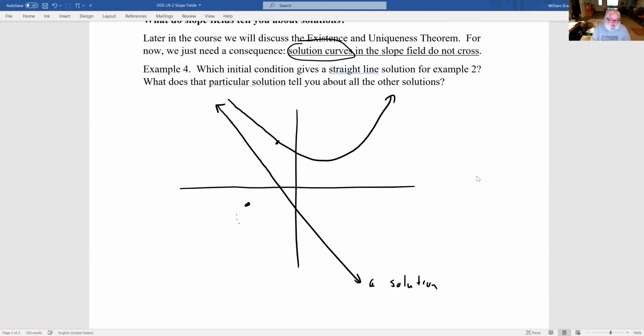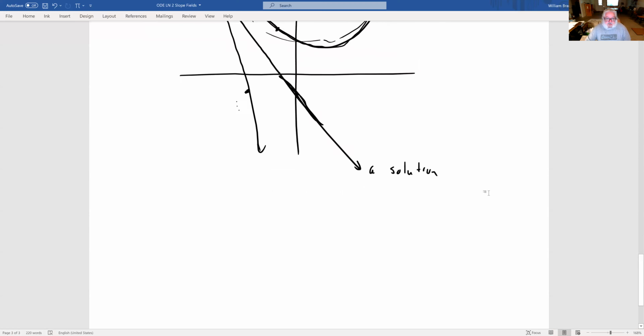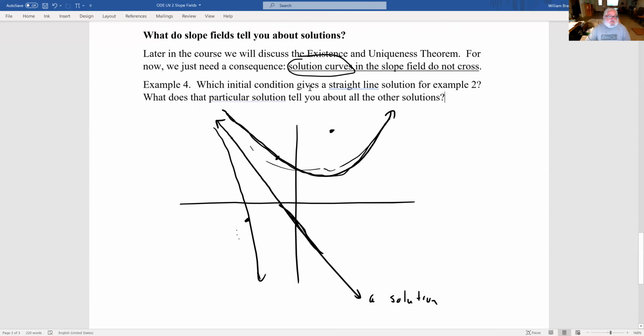Likewise, any solution curve that starts down here can't cross this straight line solution, and so it has to remain on that side of that line. And now that we have this solution, if I pick a point out here, the solution that goes through this point can't go through this solution either, right? So they have to be sort of nested in a particular way. Great. And so that gives us a start on slope fields.